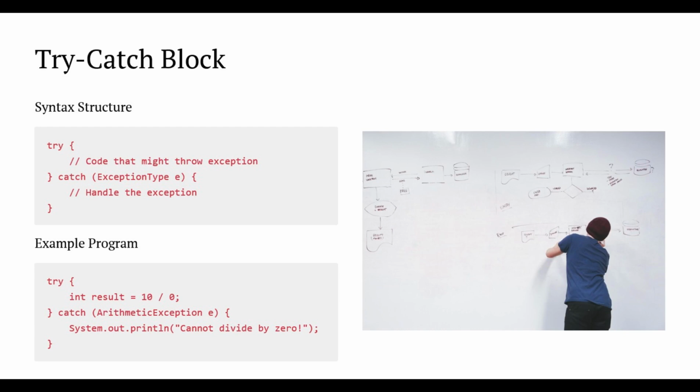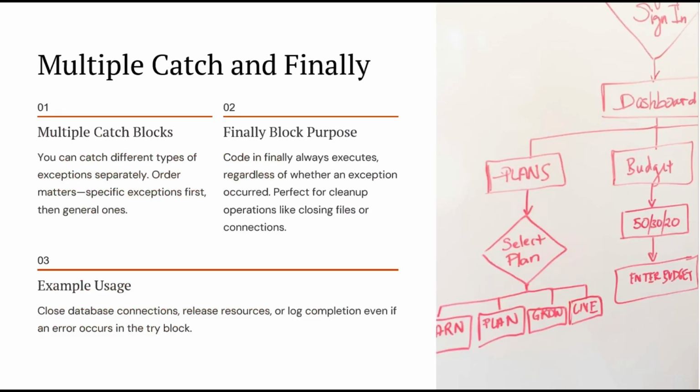Let us see a small example. Here, dividing by 0 is not allowed, so Java throws an ArithmeticException. Instead of stopping the program, the catch block prints a message, cannot divide by 0. So the main advantage of try-catch is the program continues running smoothly, the user sees a friendly message, and the program does not crash. Whenever we feel a line of code may create a problem, we should place it inside a try block.